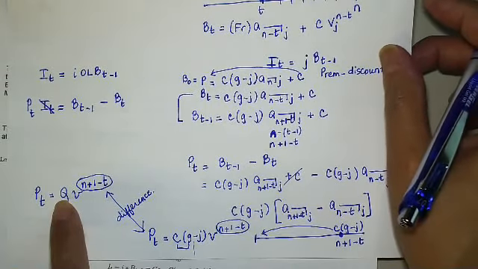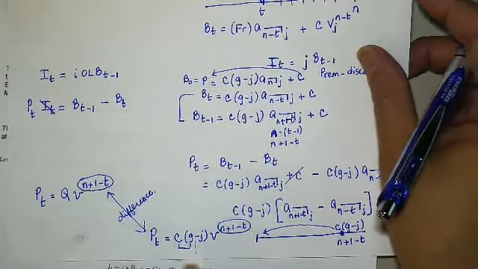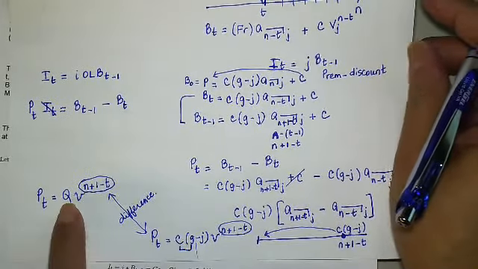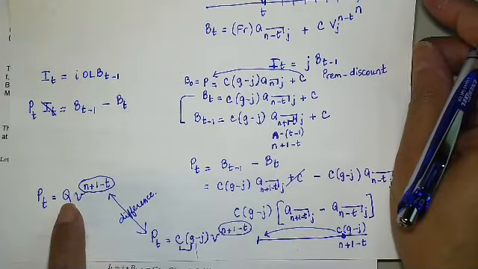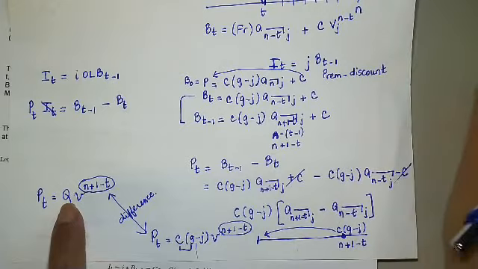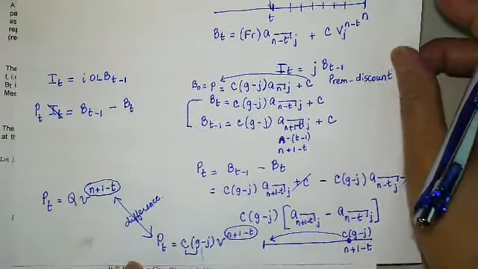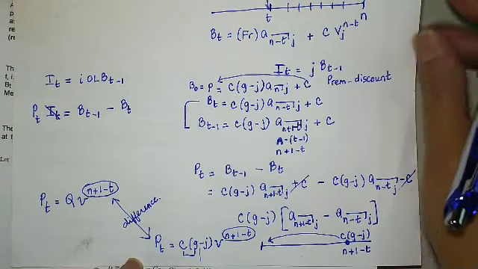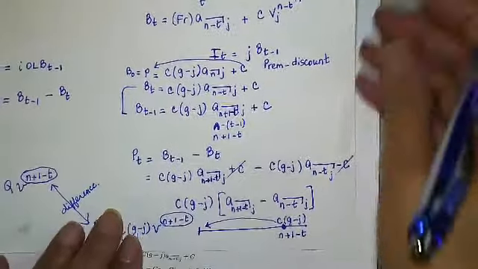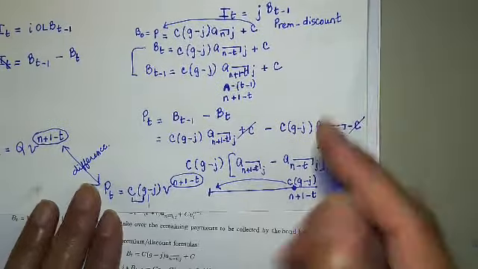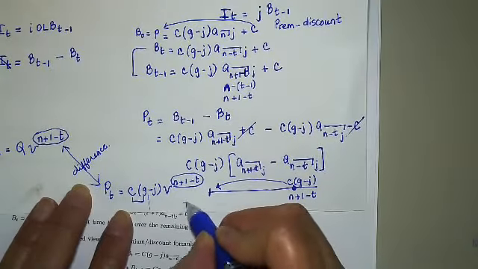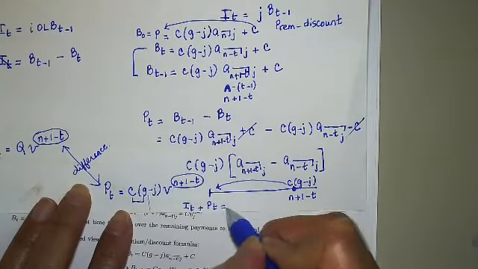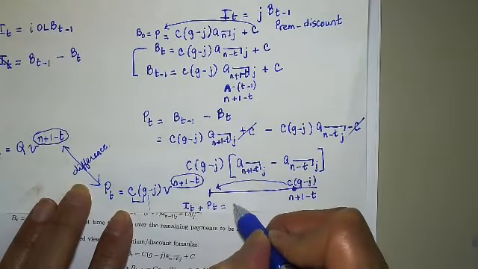Somebody who doesn't realize that is going to write Cg v to the n plus 1 minus t, because the equivalent statement to the earlier one would be the payment. What is the payment? It's the coupon payment, which is Cg. Wrong answer. Why? Because we are not amortizing the whole loan. We are amortizing the difference between the price and redemption. Get it? Okay.